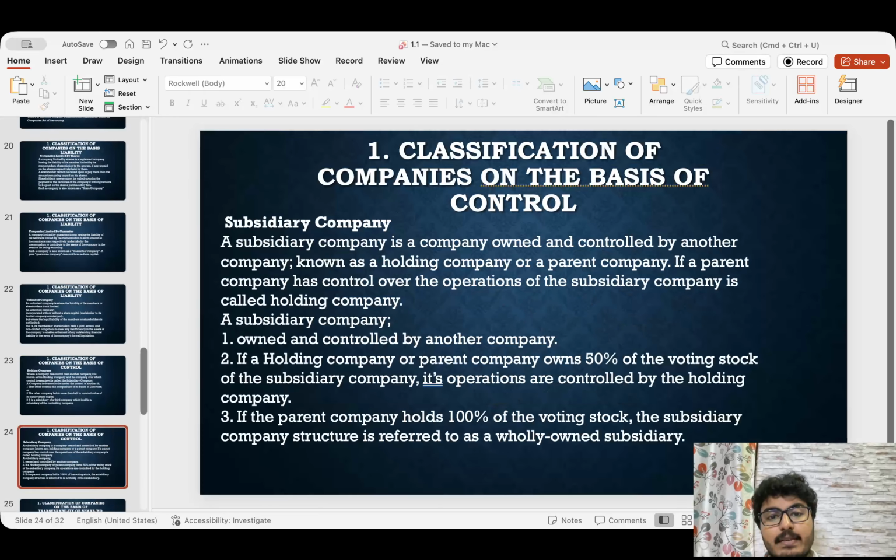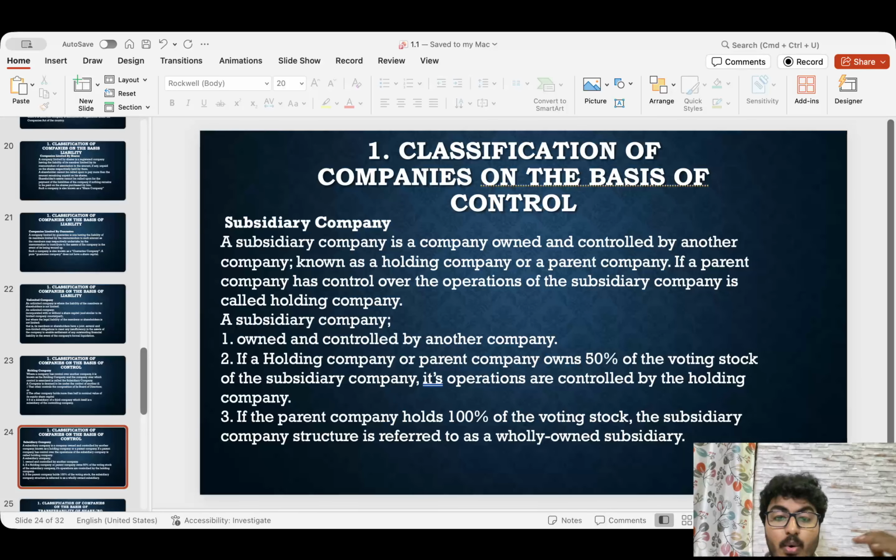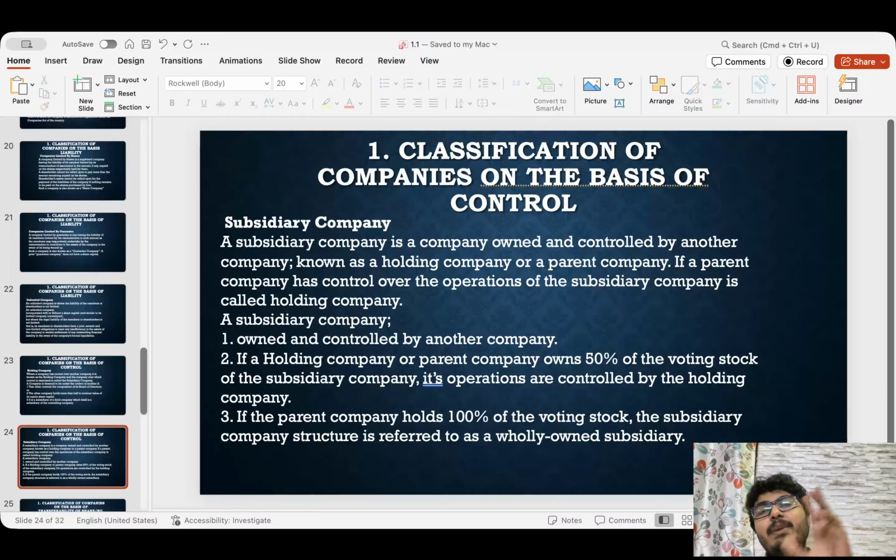Next, coming to the subsidiary company. A subsidiary company is owned or controlled by another company, called the holding company of that subsidiary. If the parent company owns more than 50% of voting rights, or controls the operations, and if it owns 100% of the shares, it becomes a wholly owned subsidiary. This structure is widely used in multinational companies. Its operations are controlled by the holding company, or parent company. So, the holding company and the subsidiary company are complementary to each other.